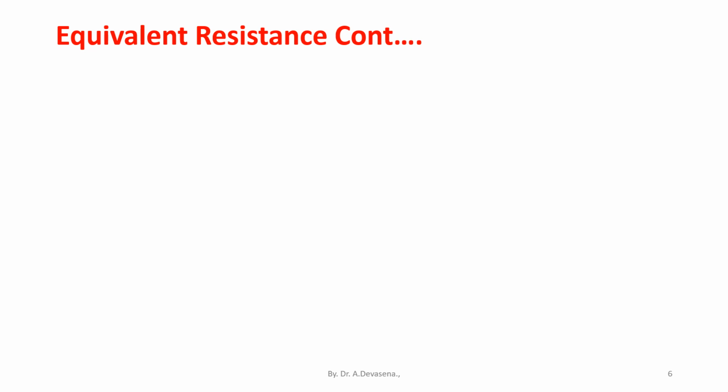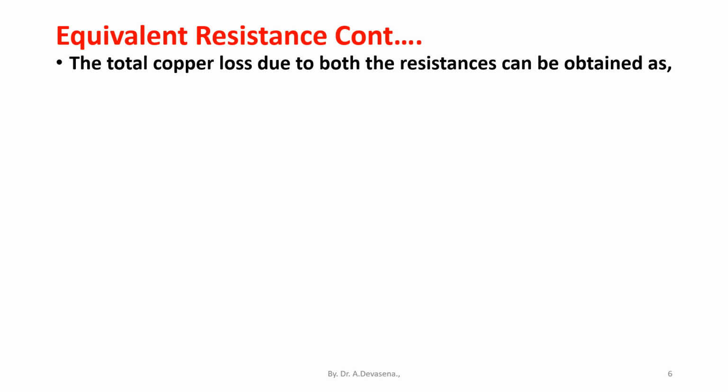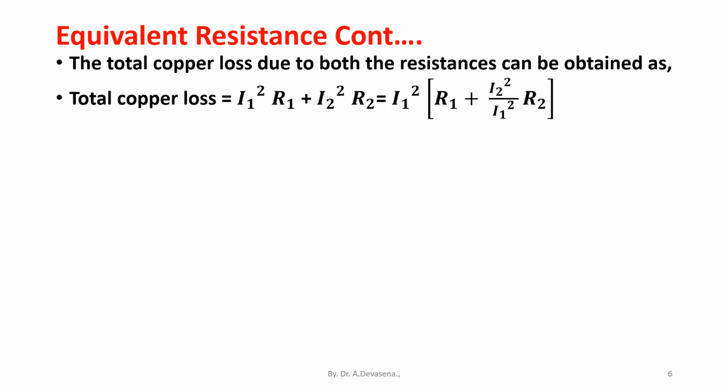The total copper loss due to both the resistances can be obtained as: total copper loss is equal to I1 square R1 plus I2 square R2. That is equal to I1 square open bracket R1 plus I2 square by I1 square R2. That is, total copper loss is equal to I1 square open bracket R1 plus 1 by K square R2. Consider this as equation 3, where I2 by I1 is equal to 1 by K, neglecting no load current.